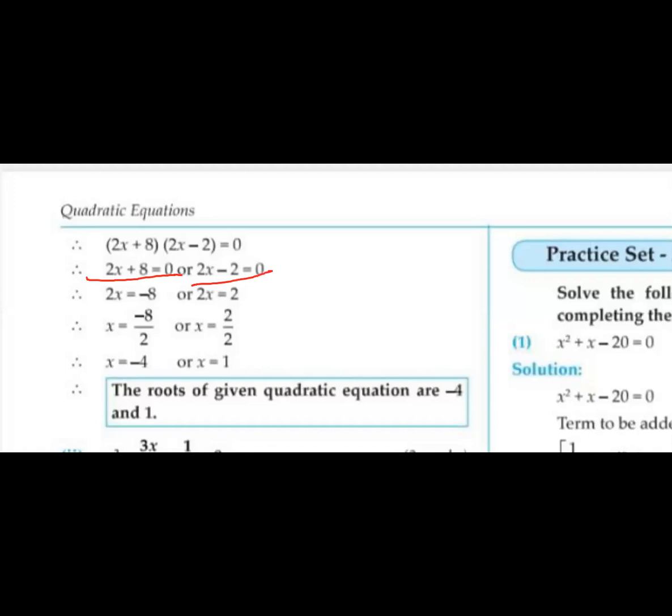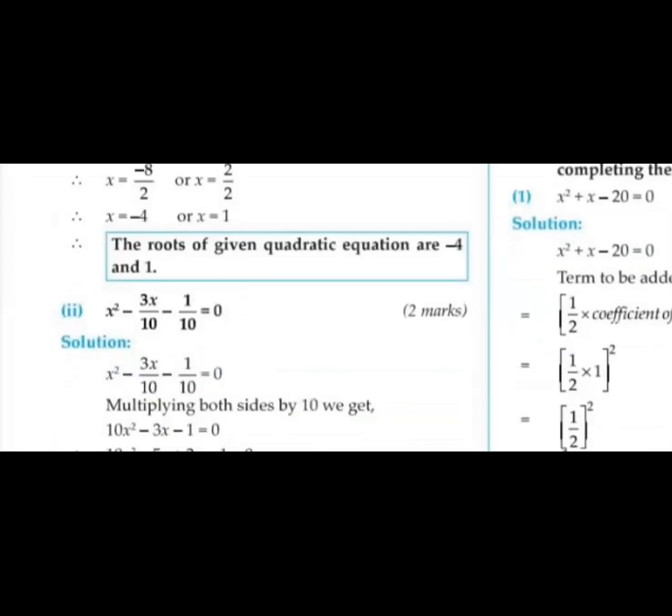So 2x equals to minus 8 or 2x equals to 2. So x equals to minus 8 upon 2 and x equals to 2 upon 2. 2 ones are 2, 2 fours are 8. Your answer is -4, 1. Clear, na?